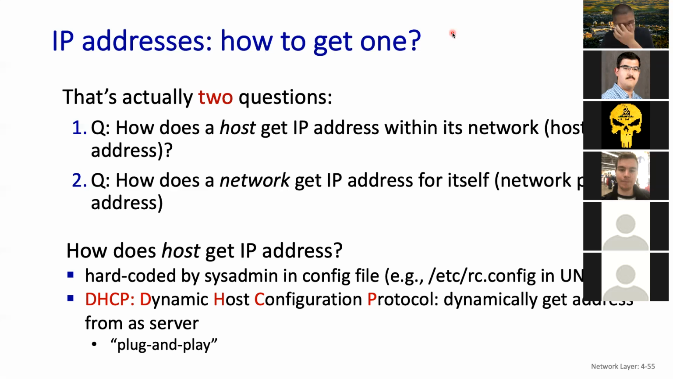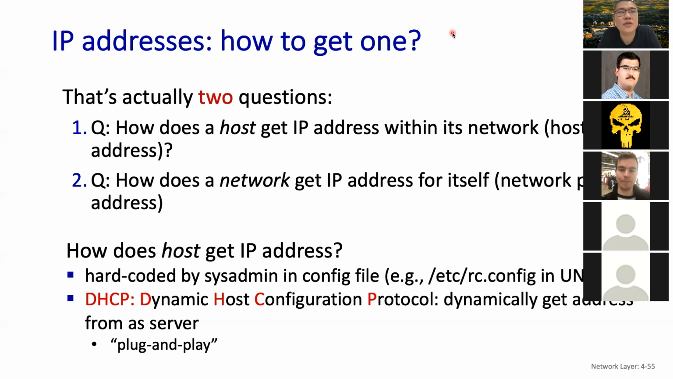Because if you come to a new place and join a new network, how do the Wi-Fi or the wired routers allocate a new address to you, right? So we call it DHCP, Dynamic Host Configuration Protocol. It's a protocol to dynamically get an address from a server, right? I dynamically allocate you a new address. That makes sense. It's like plug and play, right? And how does this protocol work, right?